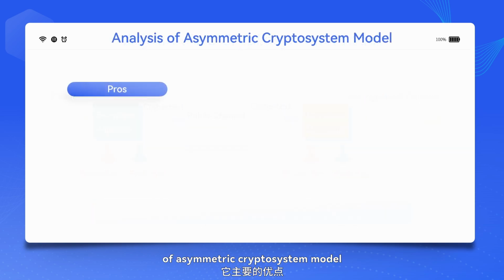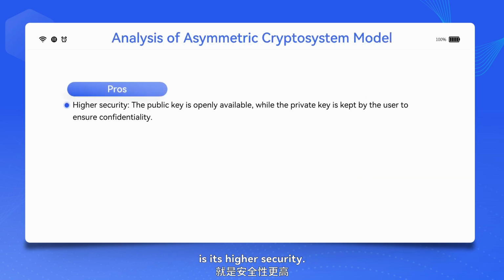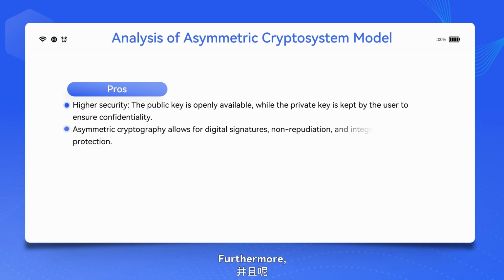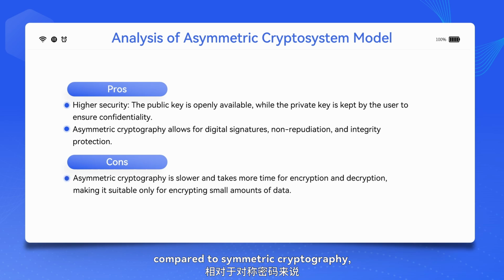In contrast, with symmetric cryptography, the key needs to be kept absolutely secret. The main advantage of the asymmetric cryptosystem model is its higher security. The public key is openly available, while the private key is kept by the user to ensure confidentiality. Furthermore, compared to symmetric cryptography, asymmetric cryptography allows for digital signatures, non-repudiation, and integrity protection. The downside is that, compared to symmetric cryptography, asymmetric cryptography is slower and takes more time for encryption and decryption, making it suitable only for encrypting small amounts of data.